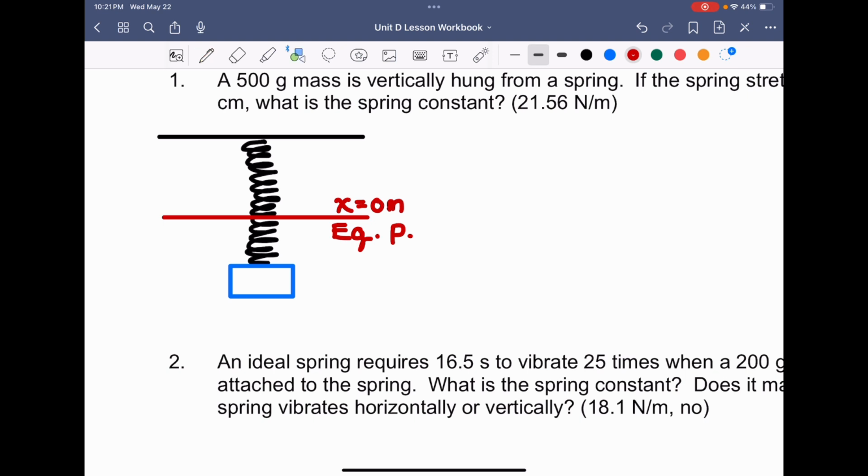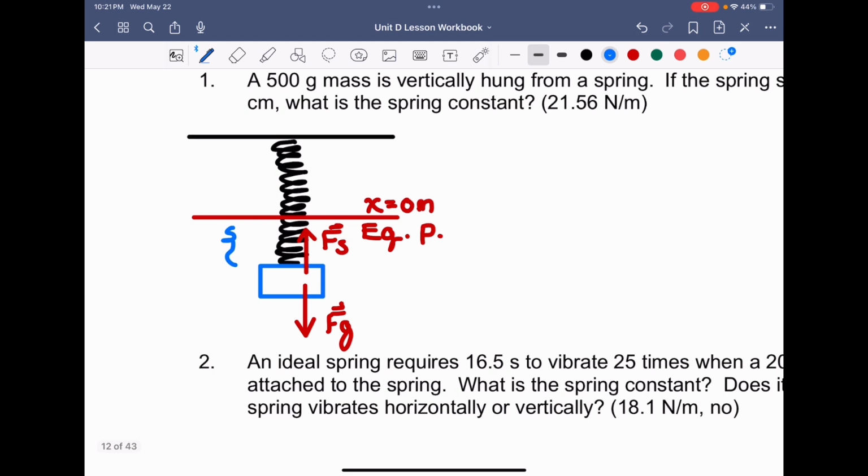Now let's write our forces on here. In the downwards direction, we have Fg. In the upwards direction, we have our Fs, or the restoring force. So let's make sure we annotate both of those. Fg, Fs, perfect. And then the last thing I'm going to annotate here is, what is this distance we've just created? Or how far did the spring stretch? Well, because we had it in centimeters, 22.75, I'm going to write it in terms of meters. So this is 0.2275 meters.